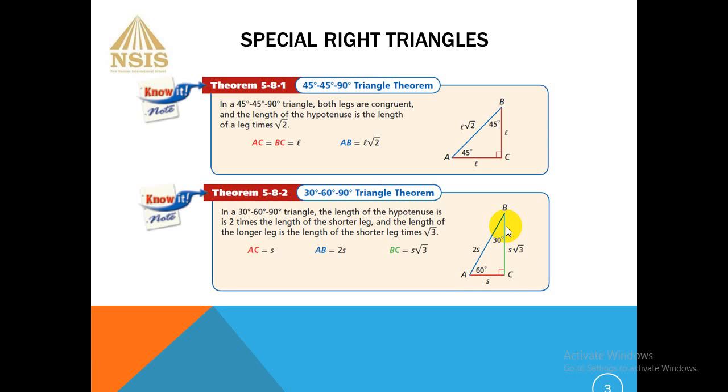And BC, which is opposite to the 60 degree, what will it be? S square root 3. That means if my hypotenuse is 10, this will be 5 square root 3, or half the hypotenuse times square root 3. We're going to use it in our exercise today.